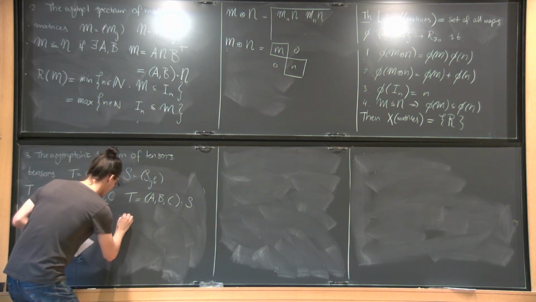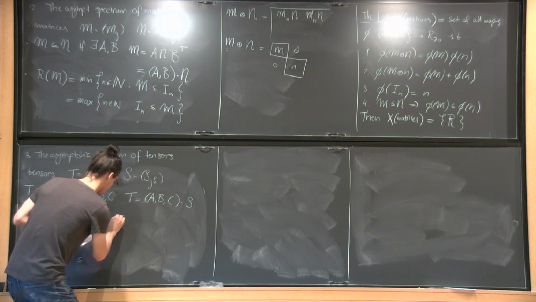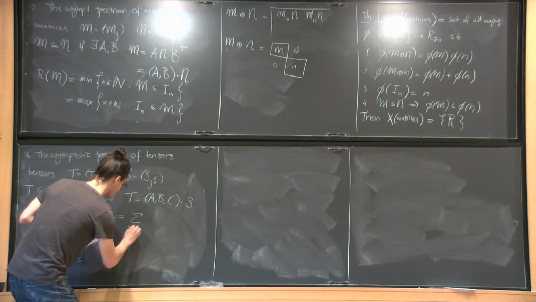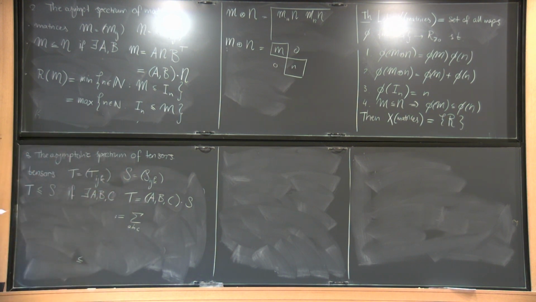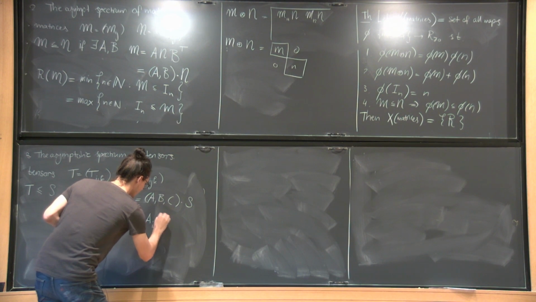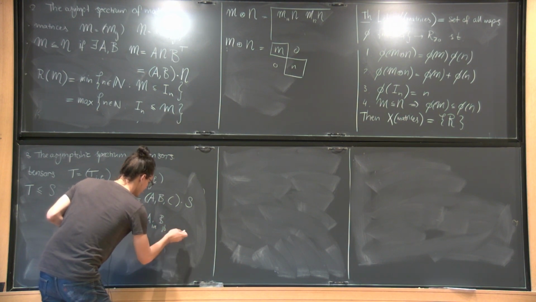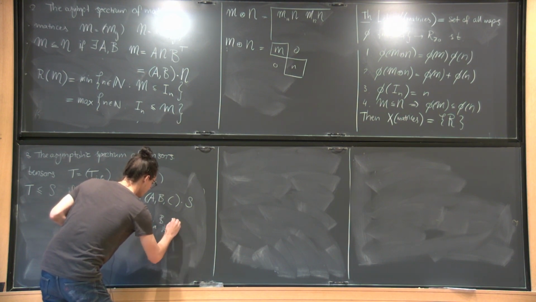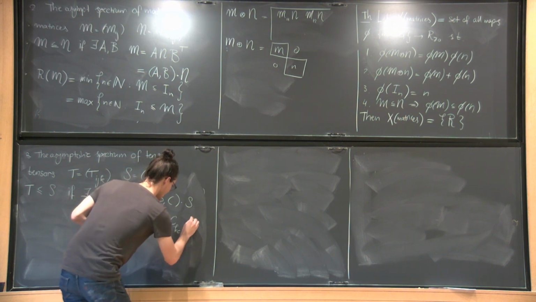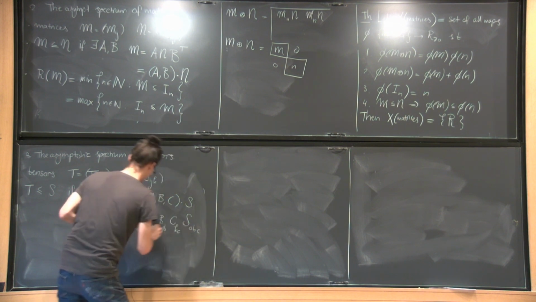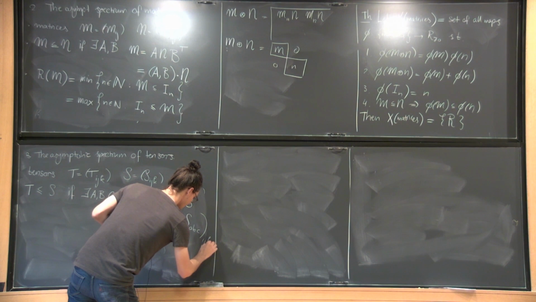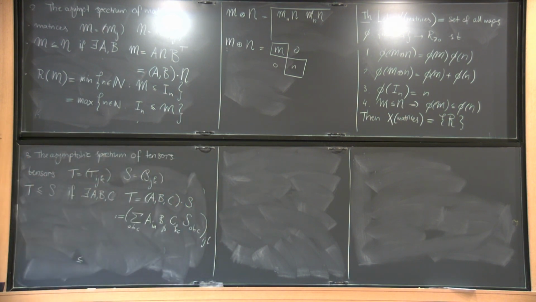I can also write it out as follows. So it's a sum over little a, little b, and little c, of A_{i,a} B_{j,b} C_{k,c} S_{a,b,c}. So this will be the ijk-th entry.